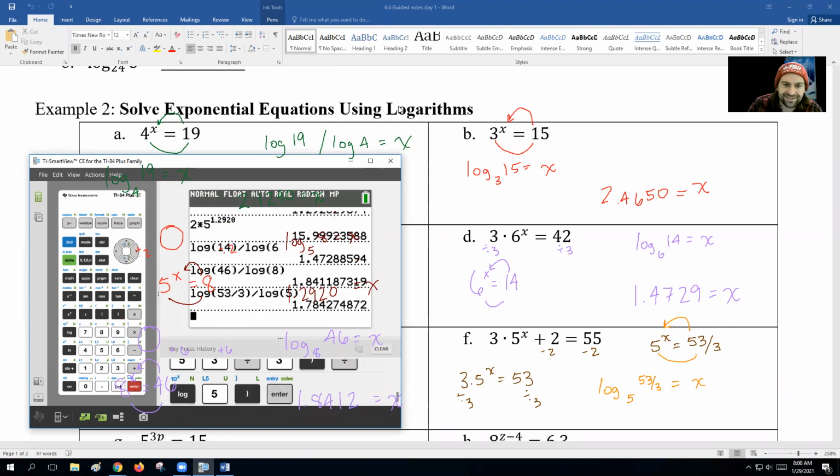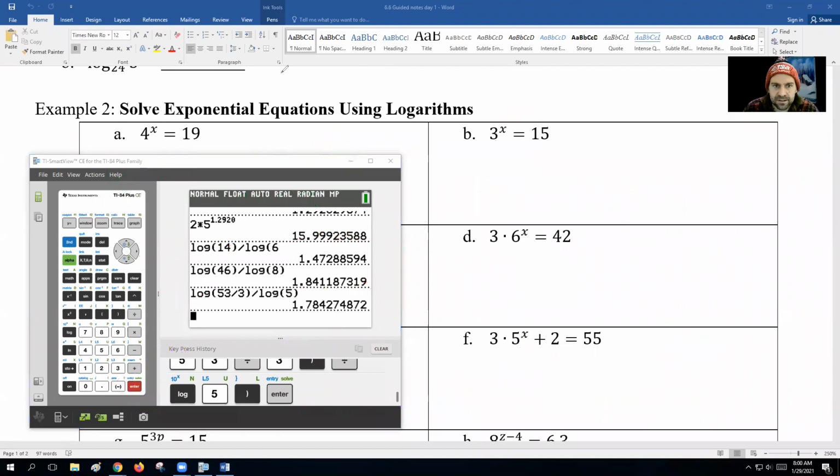We get 1.7843. Remember, you can always just go back if you're not sure if that's right. We're getting decimals here, so it's not as easy an answer. Just plug that back in for x and see if you get something really, really close to 55. All right, let's clear this out.